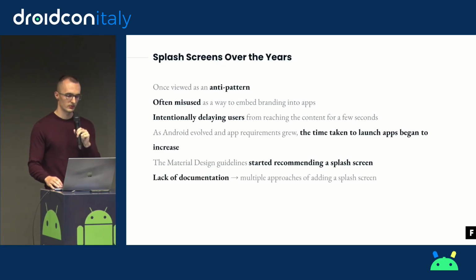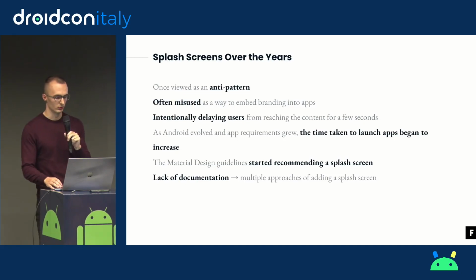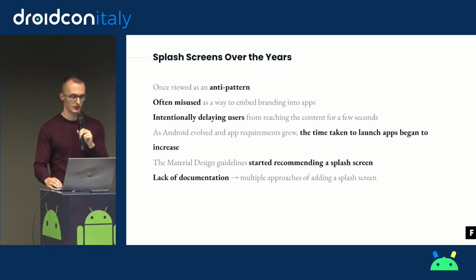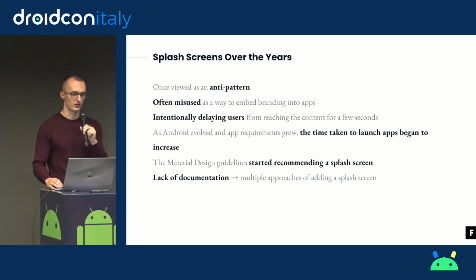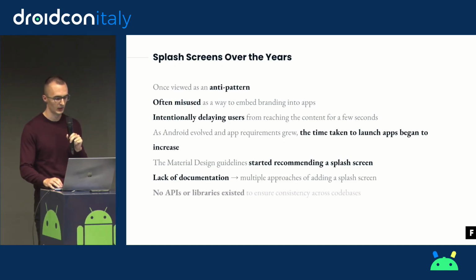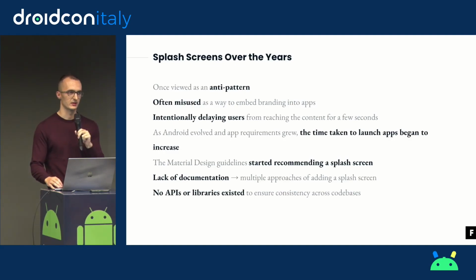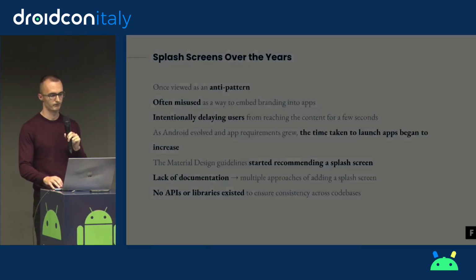However, there was a problem: there was a lack of documentation, so there were no official guides and examples on how to implement a splash screen on Android. This led to having multiple approaches of adding a splash screen, some better, some worse, user experience-wise. Also, no APIs or libraries existed to ensure consistency across code bases.